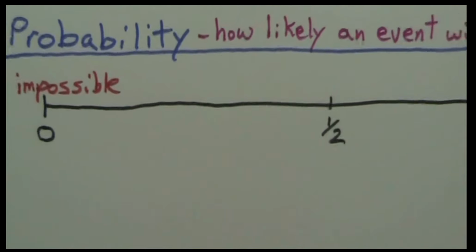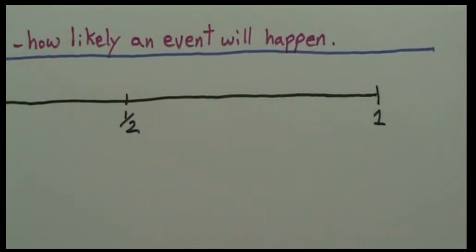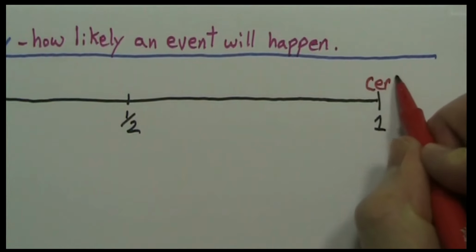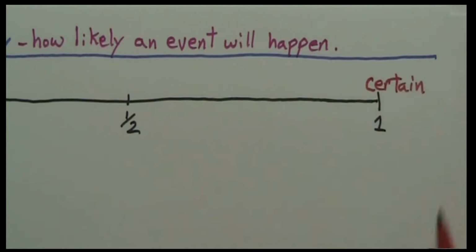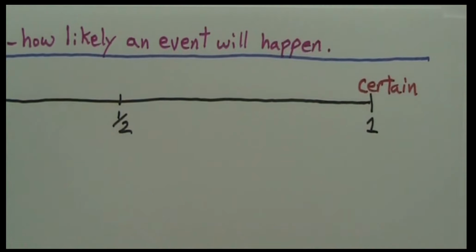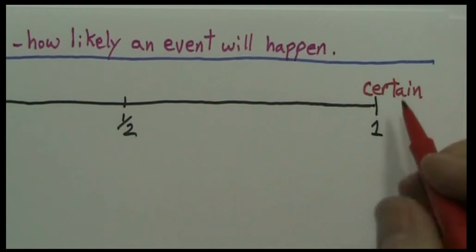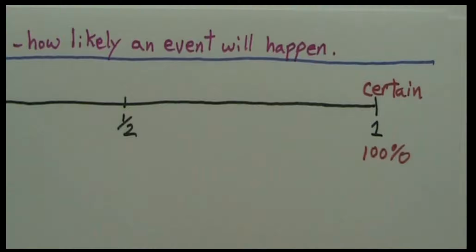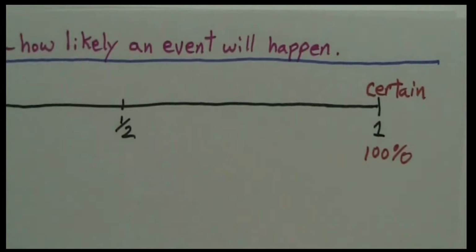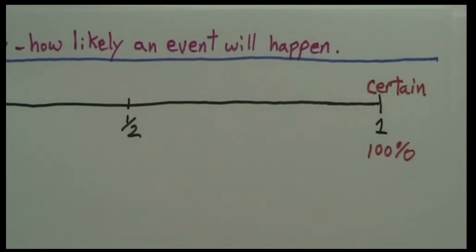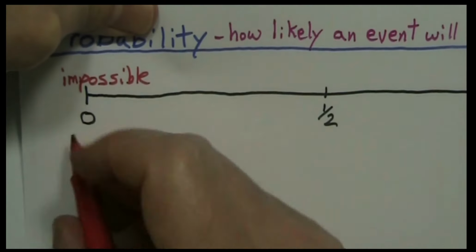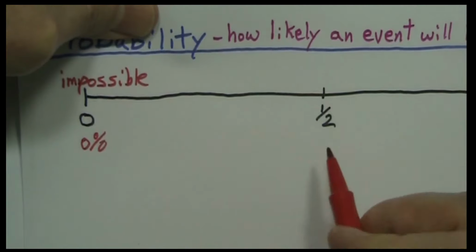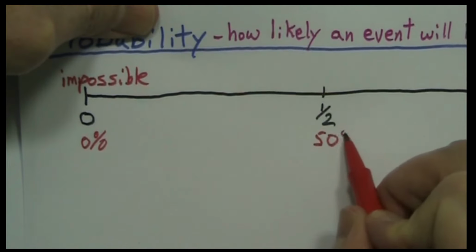However, sometimes it may be certain it's going to happen. That means definitely it's going to happen. And when it's certain, it's like this 1 is the same as 100%. And impossible is 0%. That means halfway would be 50%.